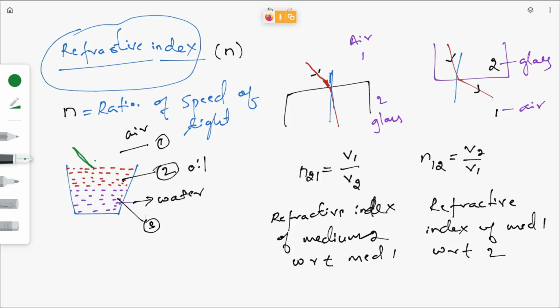Rarer to denser. Rarer to denser. Air and oil, which one is more denser? Oil is more denser, right? So it will bend towards the normal, right? Okay, this is the first bending of the light ray. Okay, now oil to water. Water is more denser, again it will bend towards the normal.